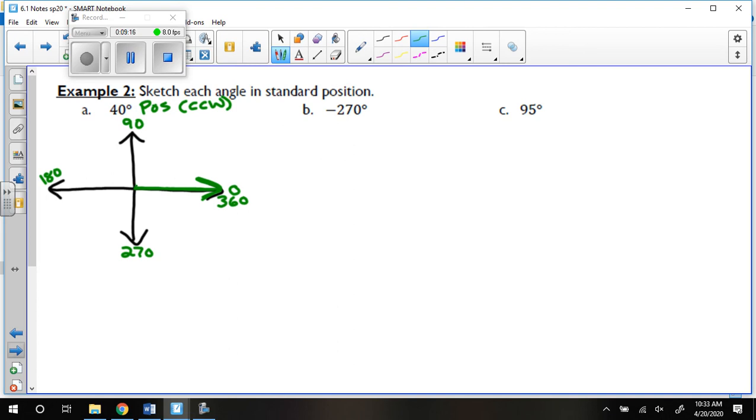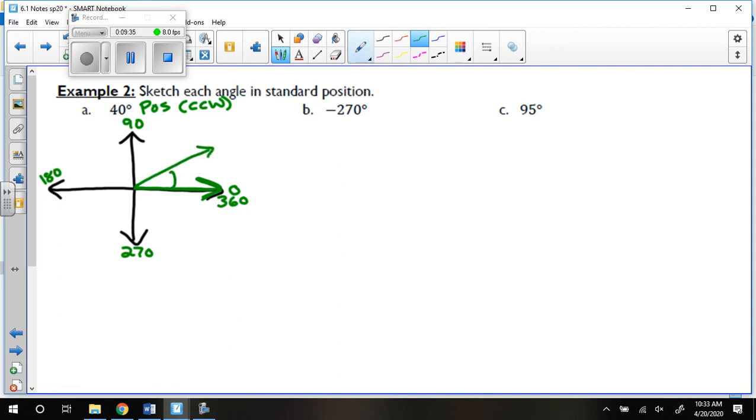So I am going to sketch an angle that looks like it's less. No, that looks exactly half. Let me try that again. We don't want exactly half because that would be 45. We want less than half. So there we go. That's a little better.